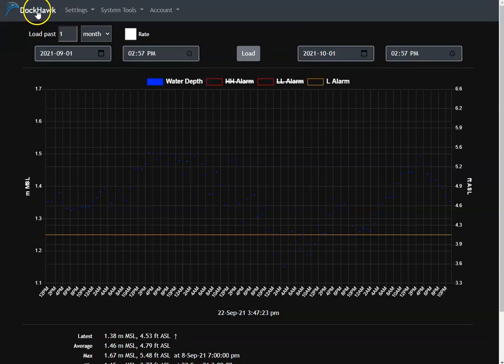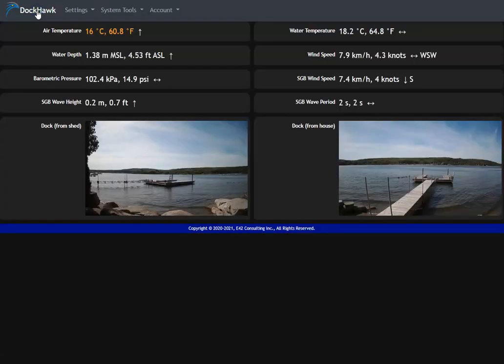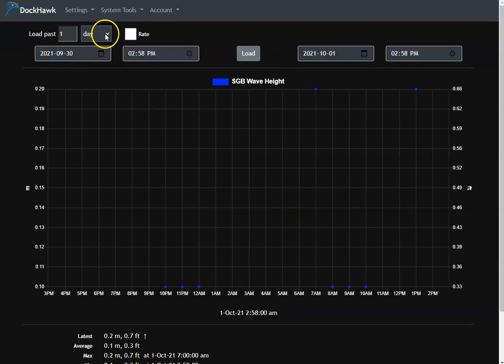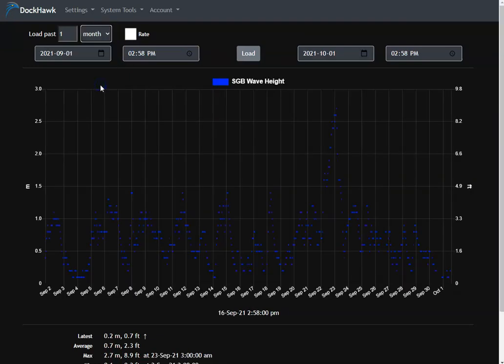And if we go back to this and we look at what was going on with wave height out on Georgian Bay at that time, because we know what it was doing in Penetang Bay. So let's look at the last month of that time, and you'll notice, look at this, at 3 o'clock in the morning on the 23rd of September, we had an 8.9 foot wave up there. And that's kind of interesting just to see what's going on.